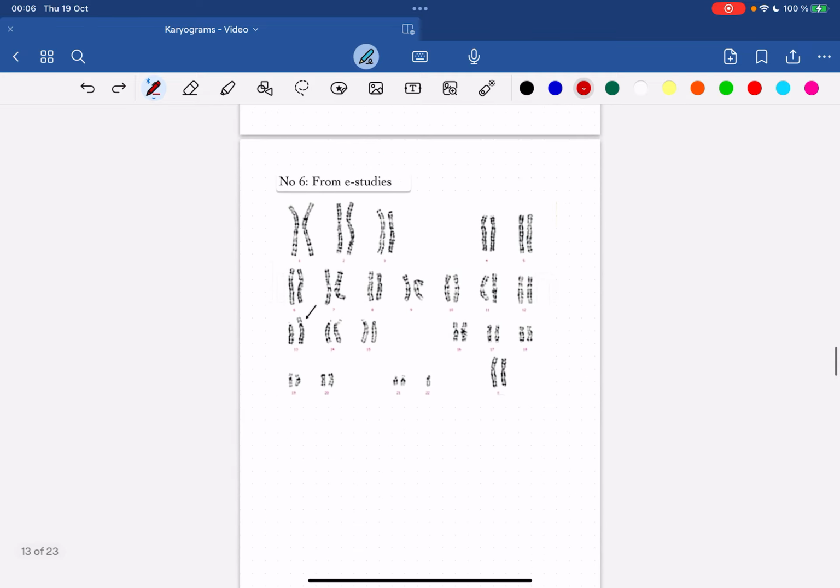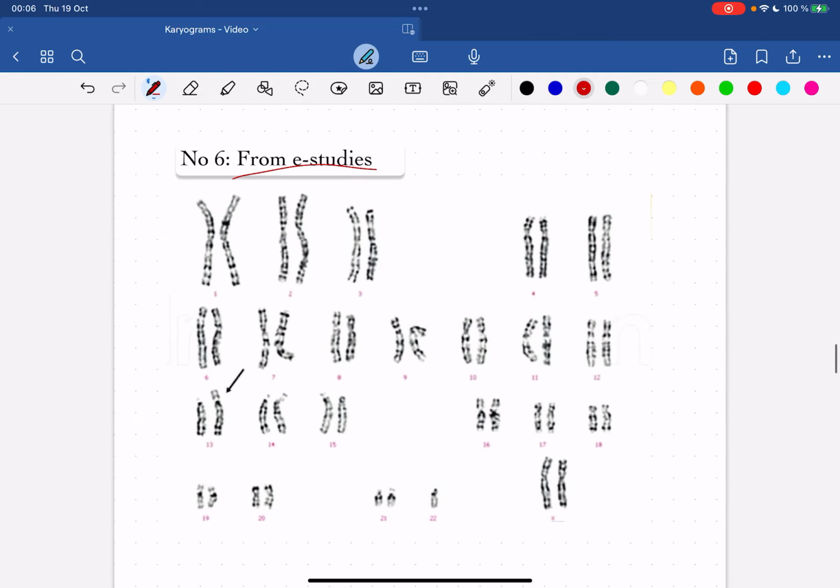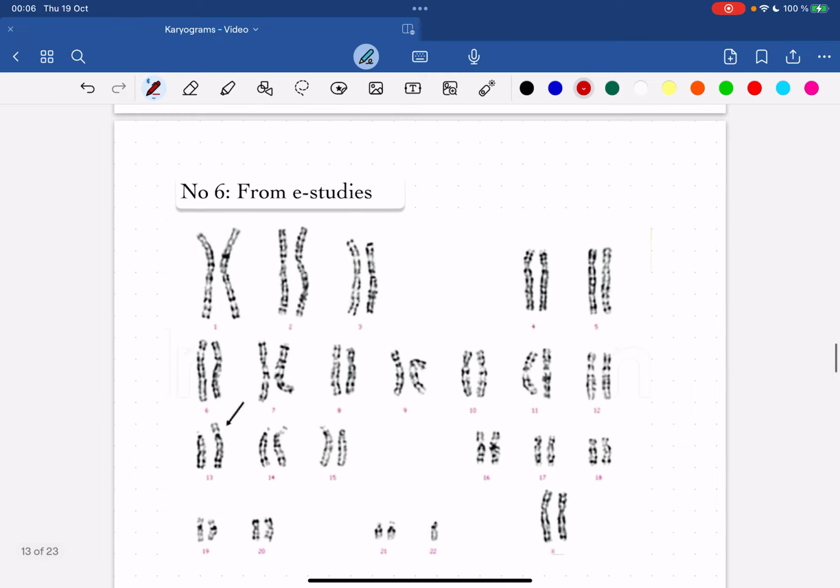Okay, next up, number 6. This one is from e-studies, actually. Let's hope I made it correctly, because I didn't go through this with my professor.